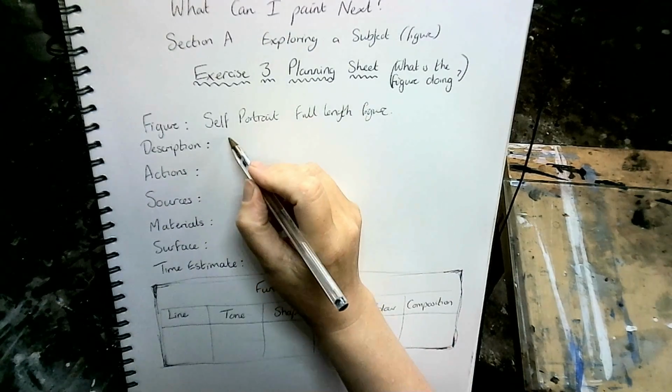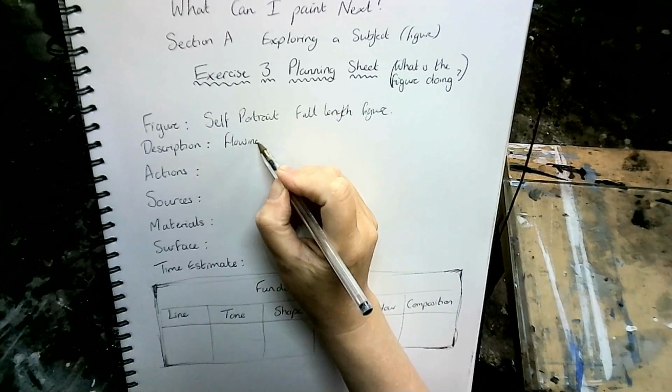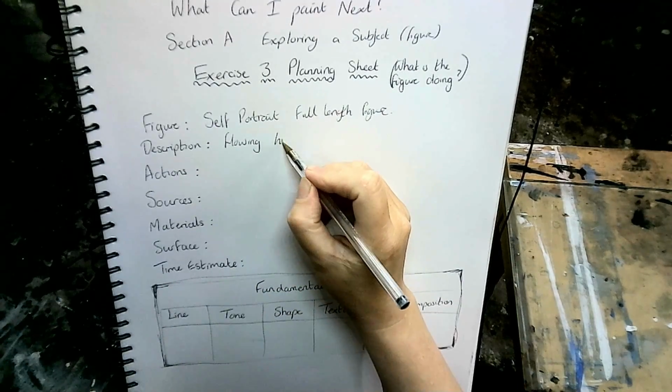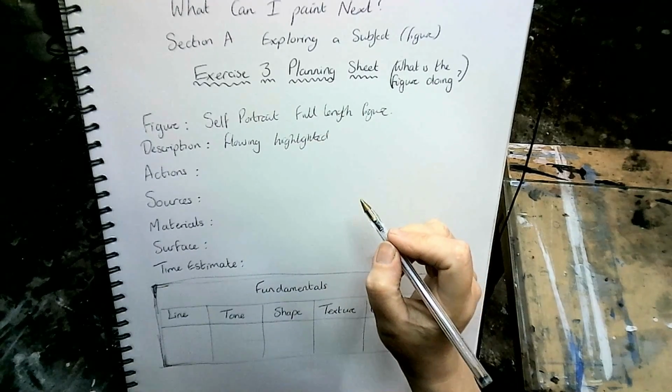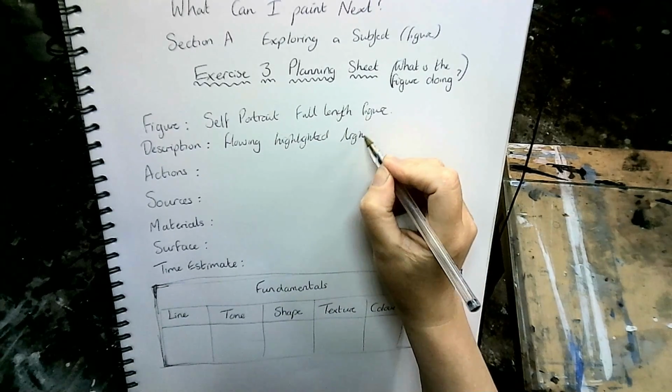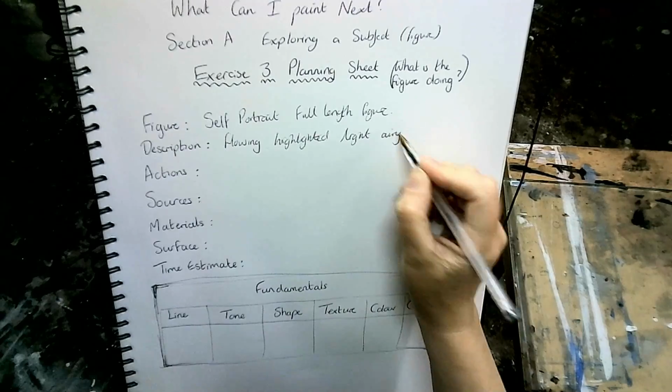So what adjectives? Flowing, highlighted, light, airy. You may not agree with some of these adjectives as well. You may look at that and say, I don't see anything like that. But it's what's in my head that counts, and it's what's in your head when you're doing yours that counts. That's what you're trying to capture.